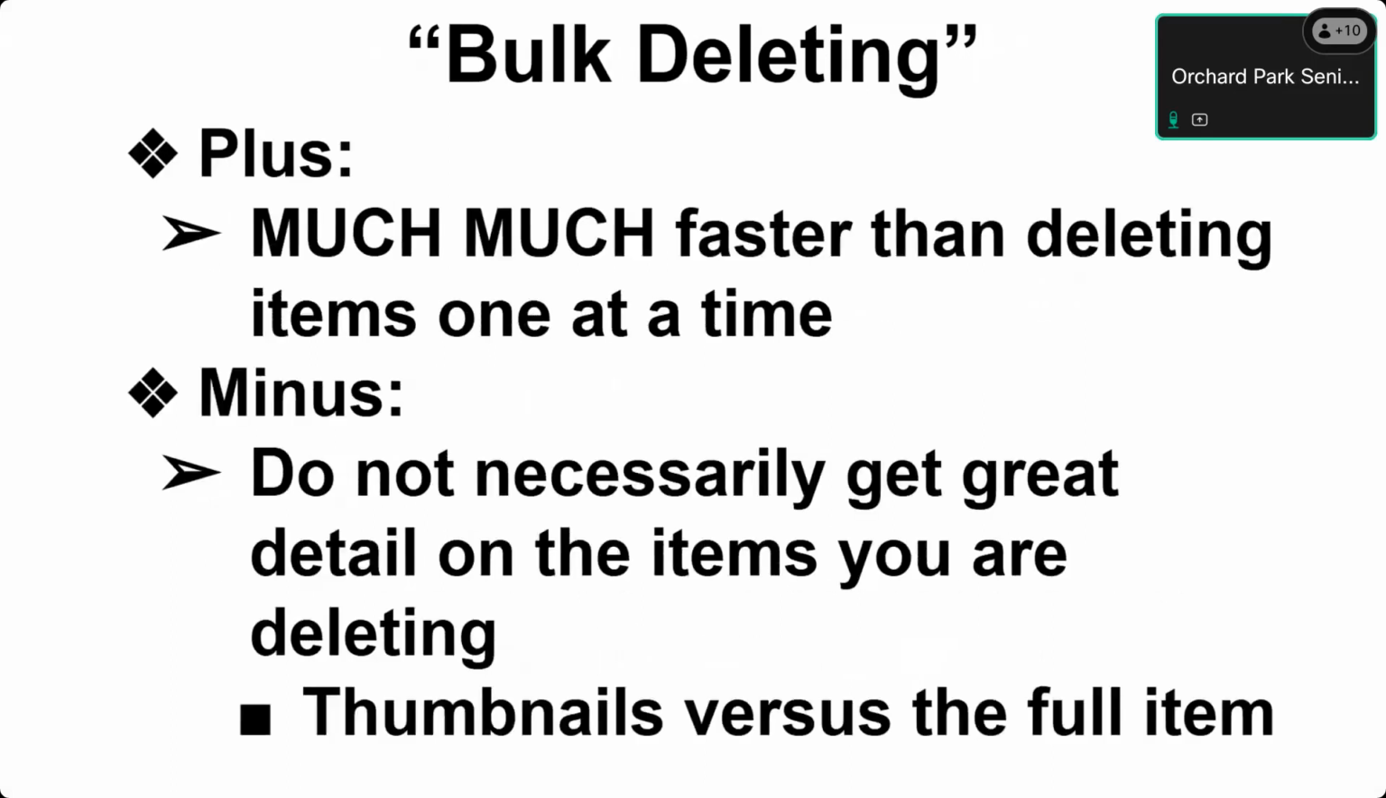Now, bulk deleting is the exact opposite. This allows you to delete things much faster than deleting one item at a time, because you're selecting multiple items all at once versus, all right, click on this one, trash can, slide over, trash can. This allows you to just select more items on screen at once. The problem with this is you don't necessarily get great detail on the items you are deleting, because if you ever look inside an album on a phone, they're little thumbnail shots. Now, for me, that works. I usually can see the detail that I want, but some people might not be able to notice differences in photos or want to be able to see it on a bigger screen. So that's not necessarily a good way for some.